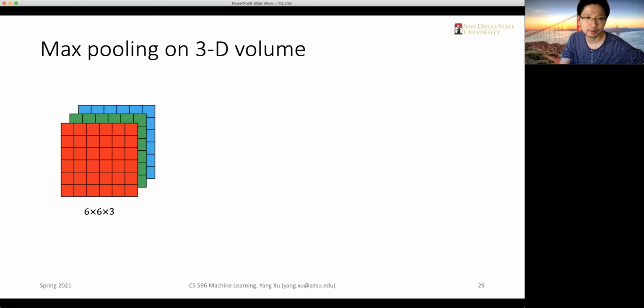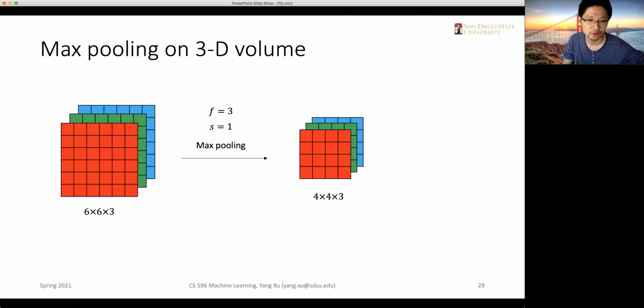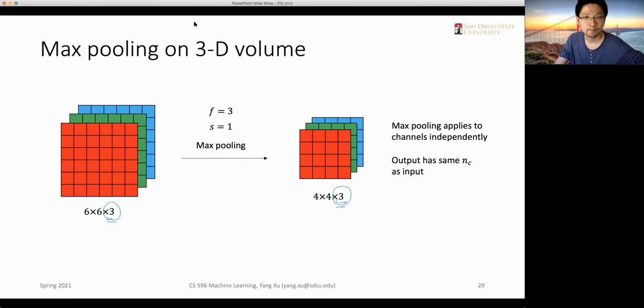And we can apply max pooling on the 3D volume as well. If we apply a 3x3 max pooling with stride equals 1 to this volume, the max pooling would output a 4x4x3. This is a little bit different than the convolutional filter, right? With max pooling, the number of channels in the output matches the input. The max pooling applies to each channel independently.